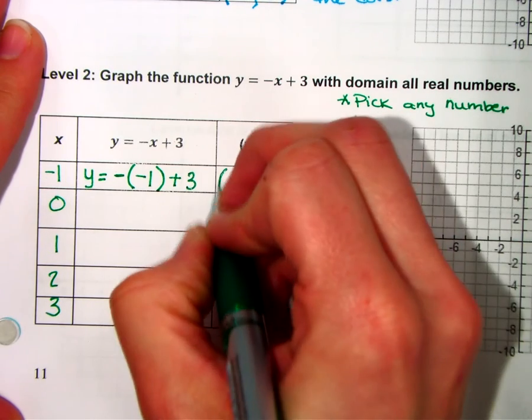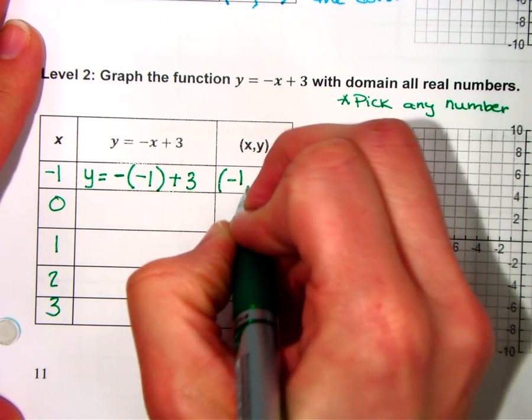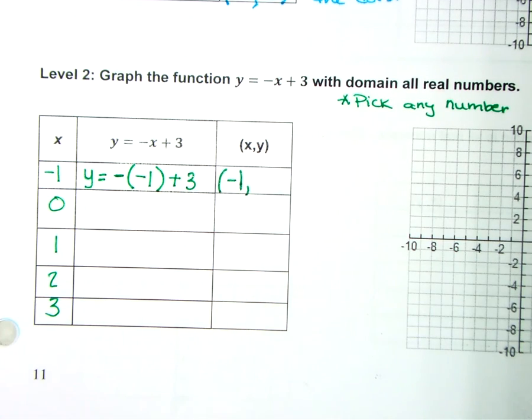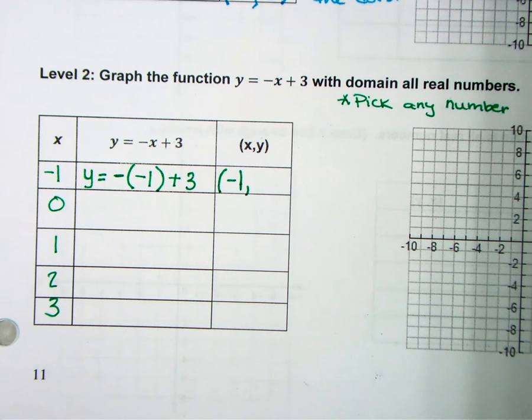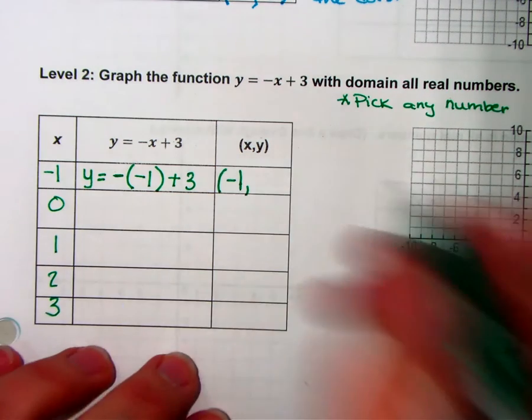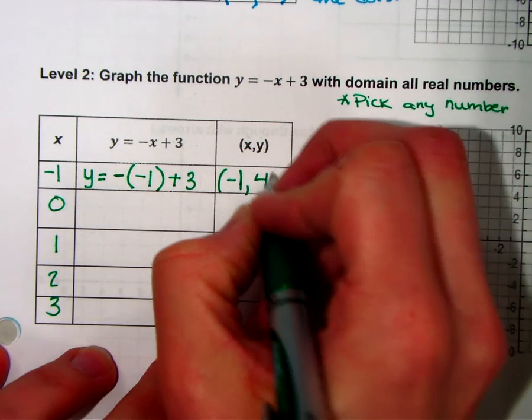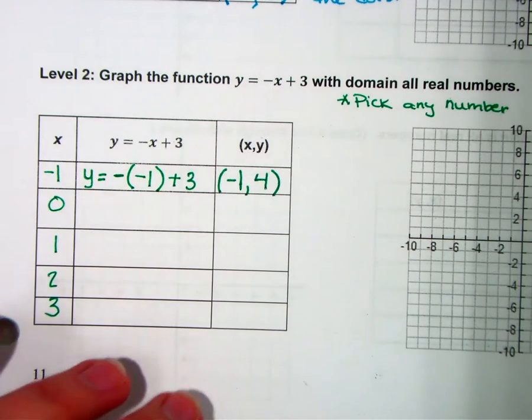Okay, then we're going to get an answer of -1, comma. If you're plugging it in, that's fine, or if you're doing it in your head, that's fine. You should get the number 4. Did you type that in and get 4? Yeah. Okay, and then you keep going.